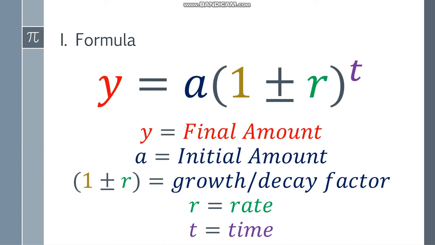For the variables, y is equal to the final amount, a is the initial amount, and we have the growth or decay factor, that will be 1 plus or minus r, just in case in the question you're asked to find the decay factor or growth factor. r will be the rate and t will be the time.